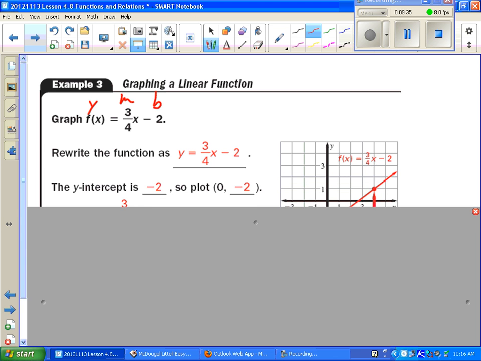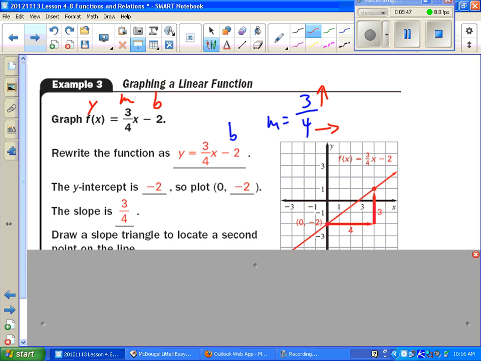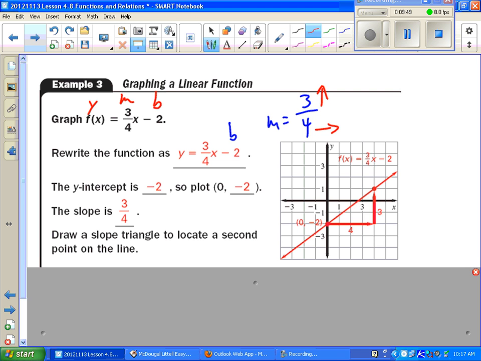Your y-intercept is negative 2. Again, that's your b value, so that tells you where to start your graph. 3 over 4 is your slope. That's your m value. 3 tells you to go up 3 times. 4 tells you to go to the right 4 times. So when you graph this equation, b tells you where to start. Its value is negative 2. That's where we're going to start.